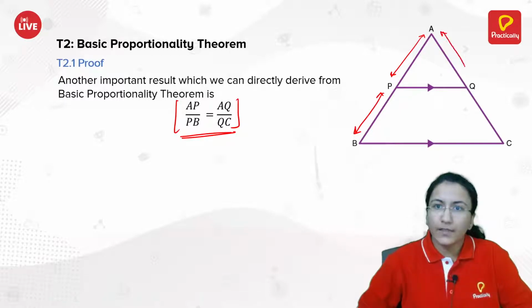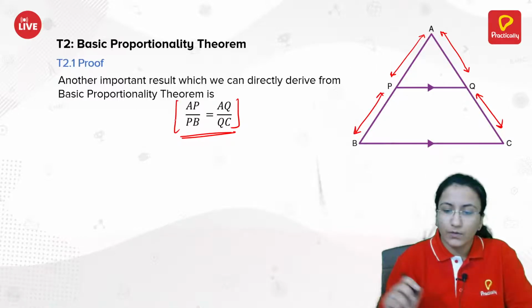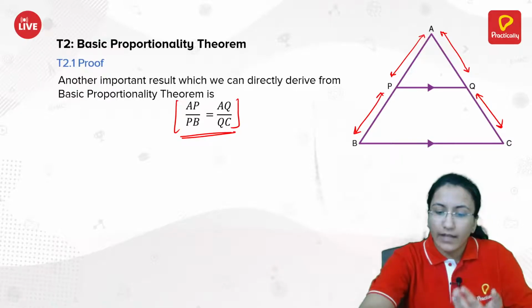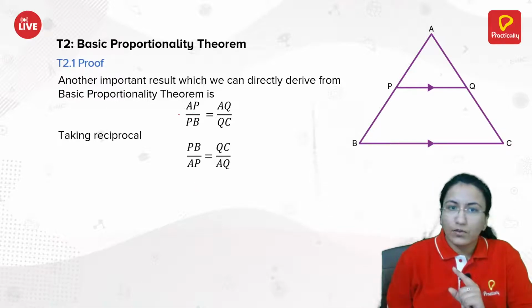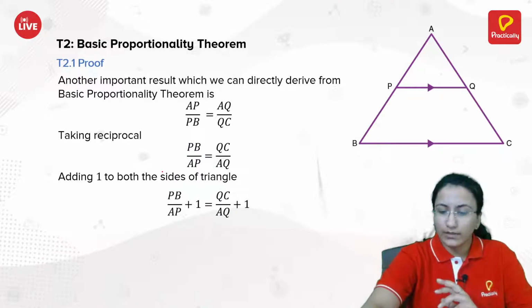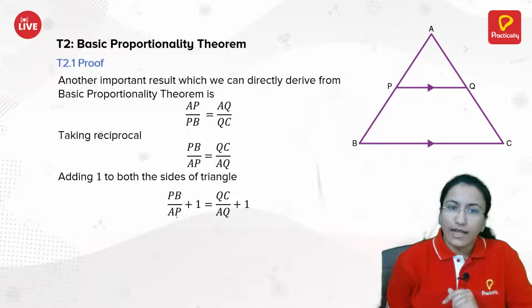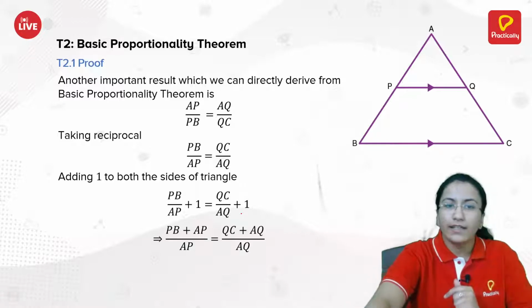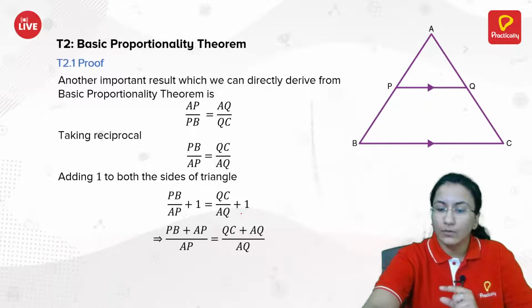So here you have AP by PB over AQ by QC, right? So here you have this much equality with you, and what next you can do to derive an important result is taking the reciprocal. I have taken the reciprocal of this equality. What next I'll do is I'll add 1 to both the sides. If I add 1 to both the sides, then I'll take the LCM on both the sides. If I take LCM on both the sides, it would be PB plus AP over AP is equal to QC plus AQ by AQ.